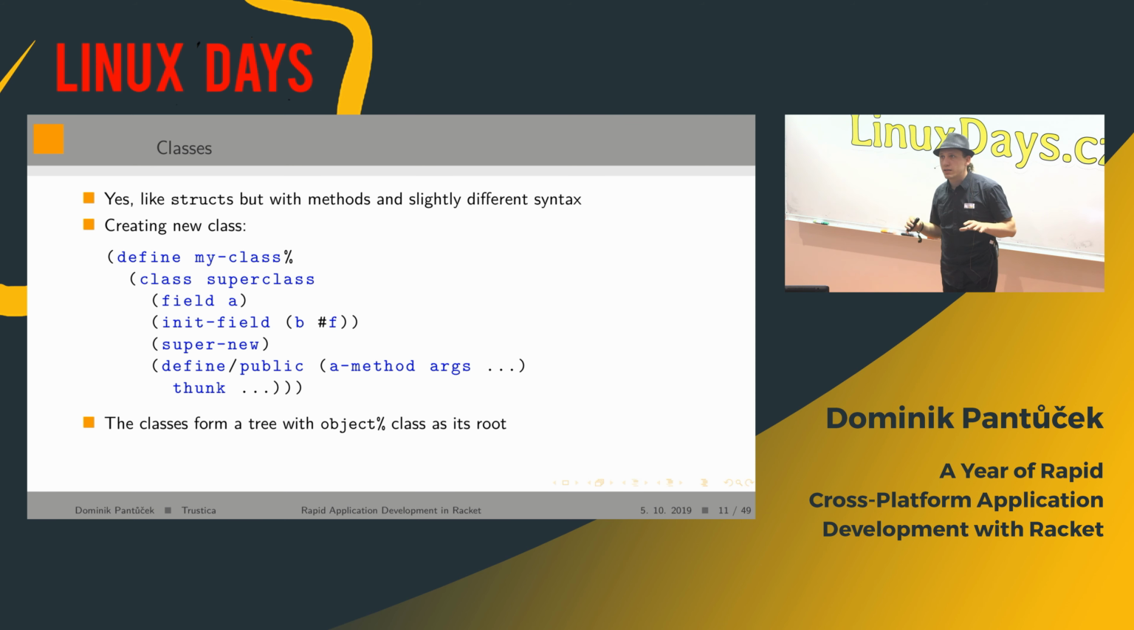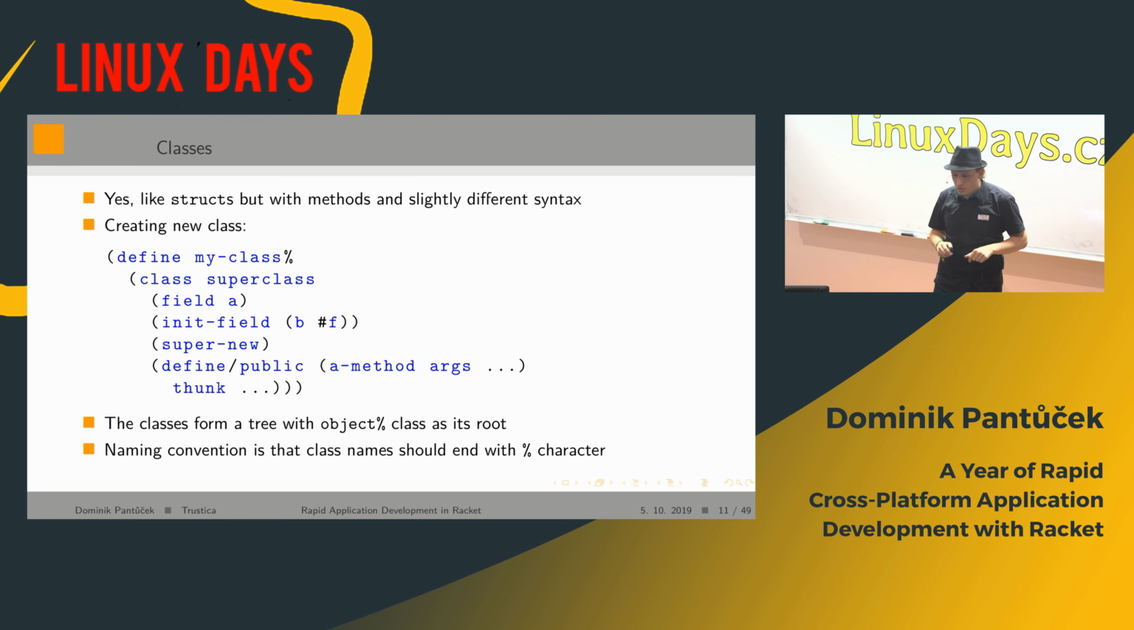The classes in Racket form a tree with just one root, and that's the object class with the percent mark. And actually that's a naming convention. Usually classes end with the percent mark character. It's not necessary. You can choose for yourself, but it's a naming convention everybody's used to, so if you are in trouble and you're asking someone for help, it helps with the readability of code.